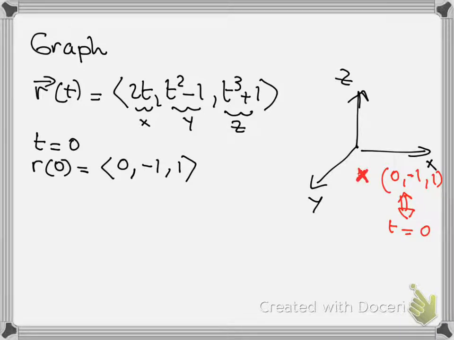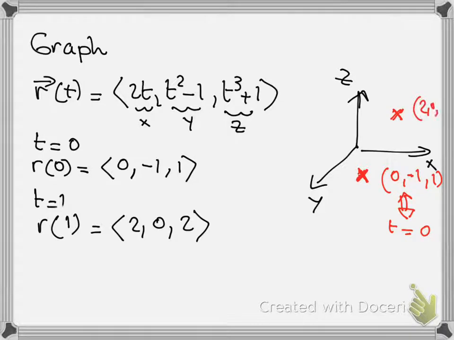What would be r of 1, for example? So let's say now t is equal to 1, so r of 1 would be equal to 2, 0, and then 2, right? So r of 1 would be this point here. So you get 2, 0, 2, and it corresponds to the time t equal to 1.